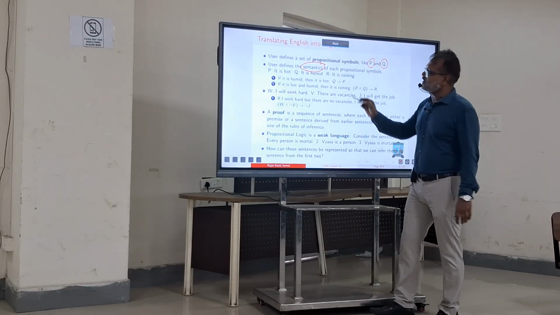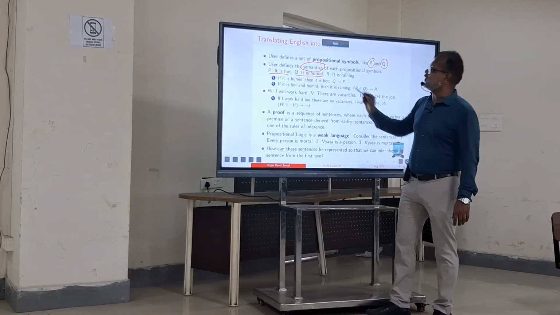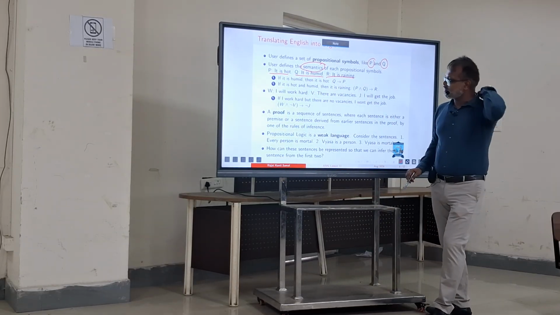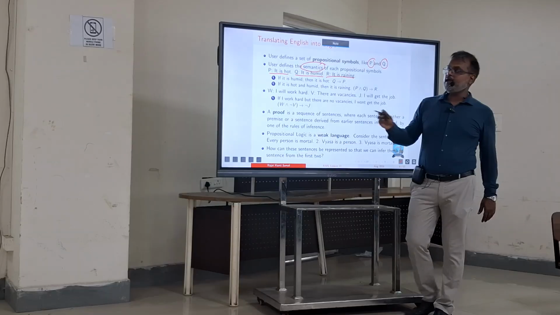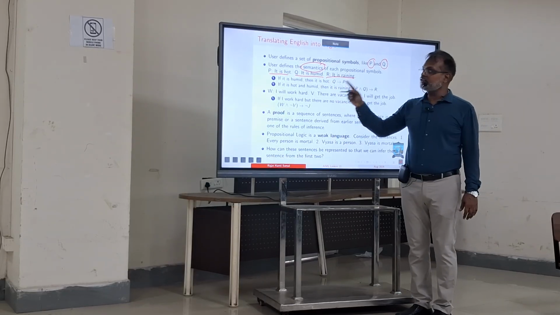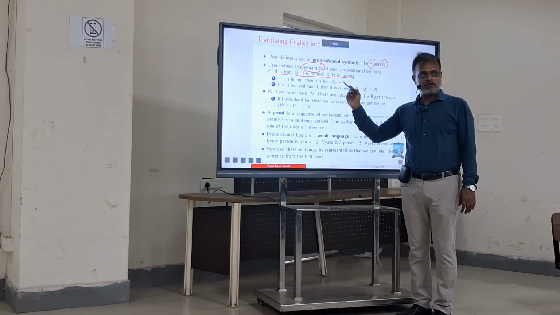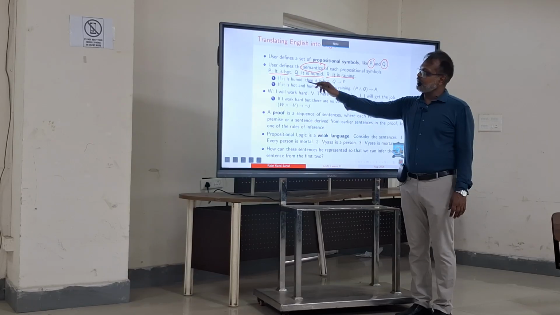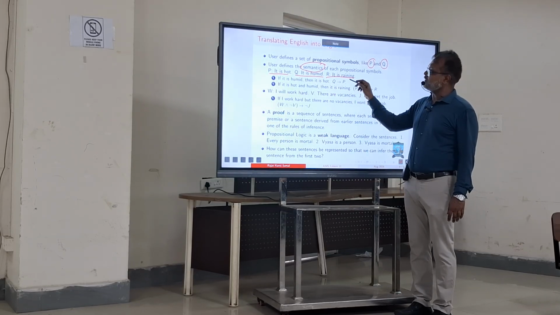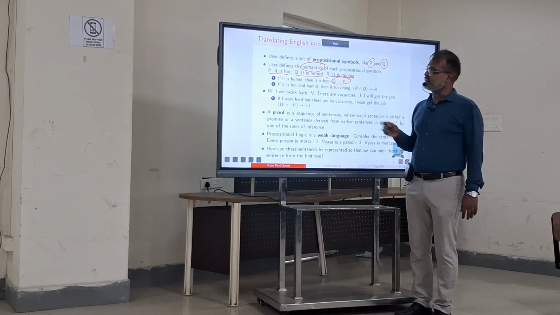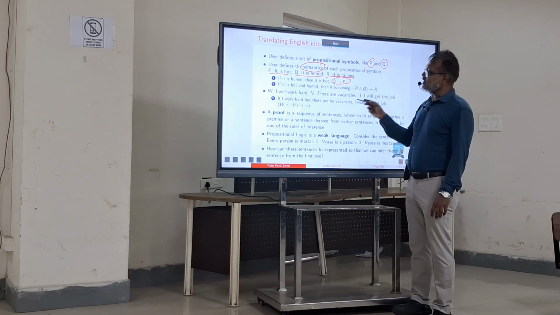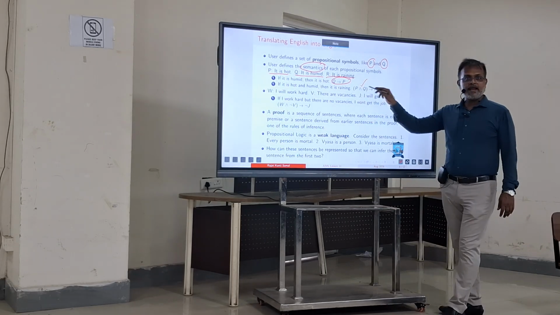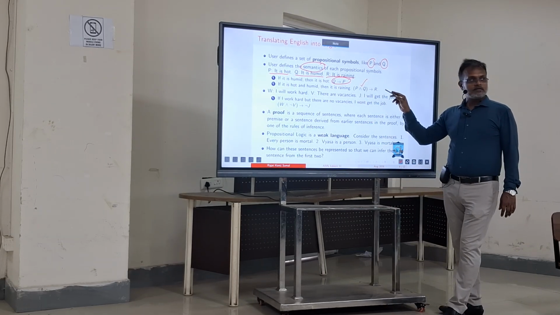P means it is hot, Q it is humid, R it is raining. Here we are not finding the truth of the statements. We are just saying how to convert it into symbols. If it is humid, then it is hot. That means Q implication P. If it is hot and humid, then it is raining: P and Q implies R.